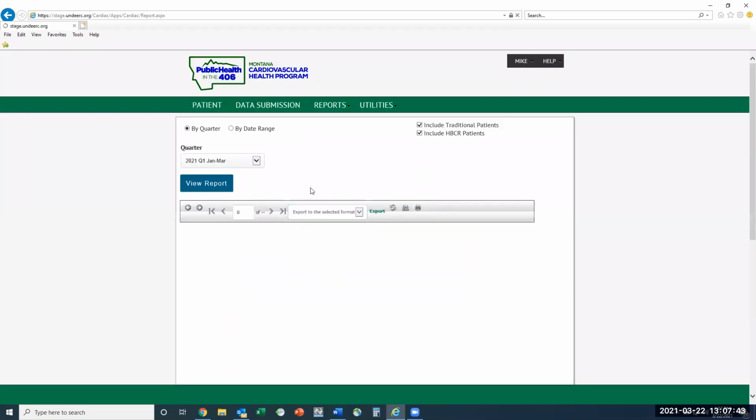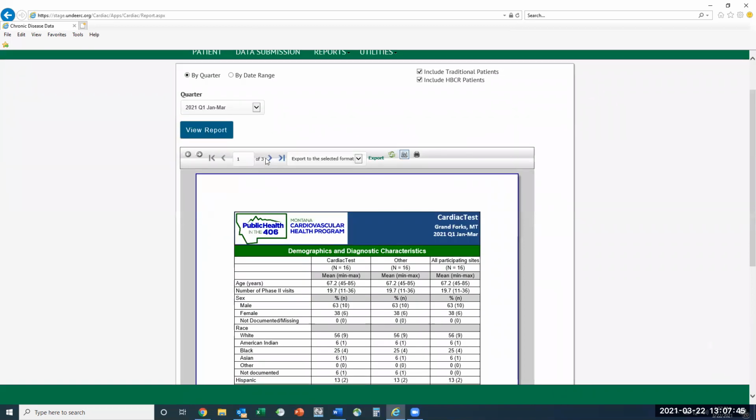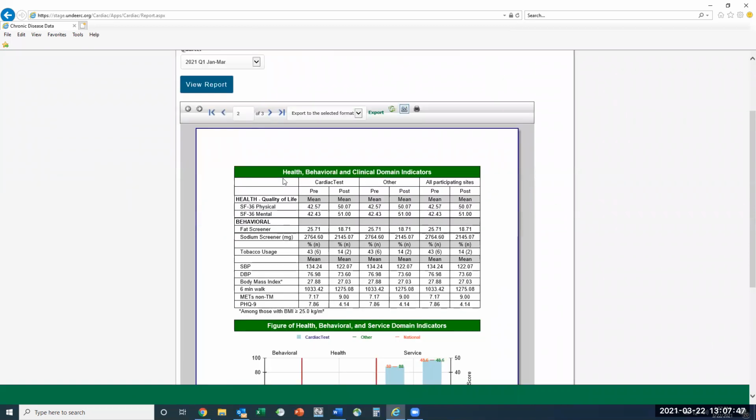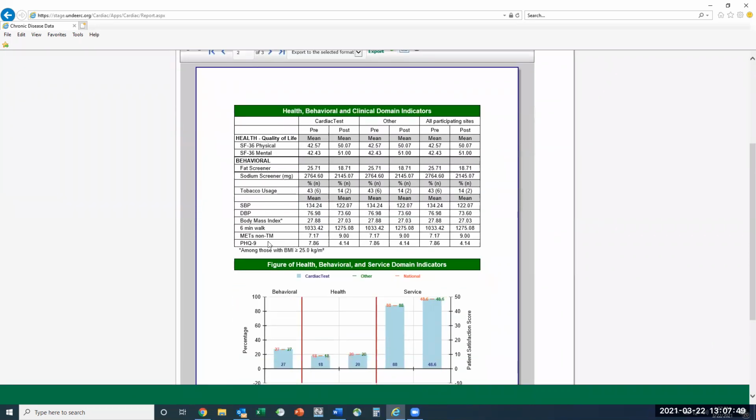So we're going to look at all patients. And we're going to go to the 2nd page. And here's where those non-treadmill MET values are listed right here. My fictitious program here is using the 6-minute walk. And then here are the patients that were unable to do the 6-minute walk. Now this data is not in any of the figures or the performance measures. It's only listed right here.